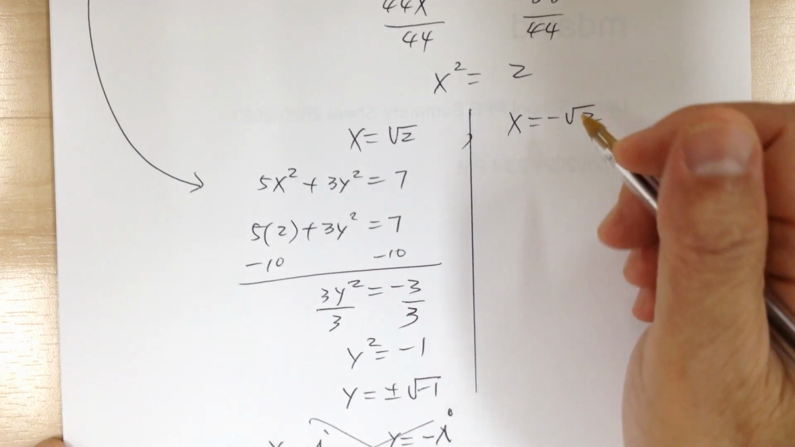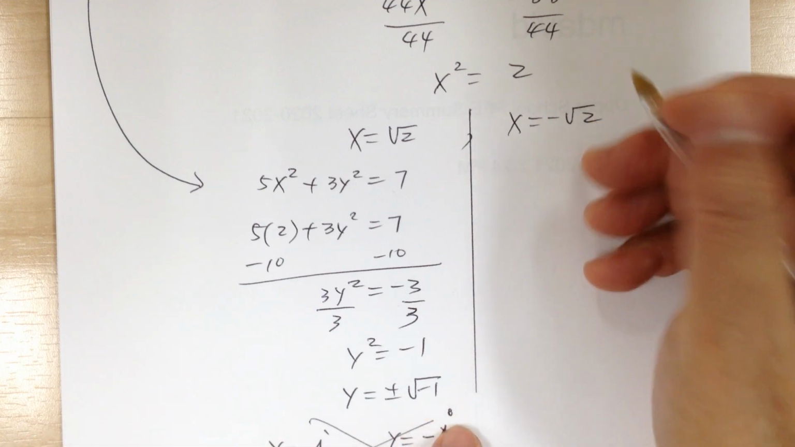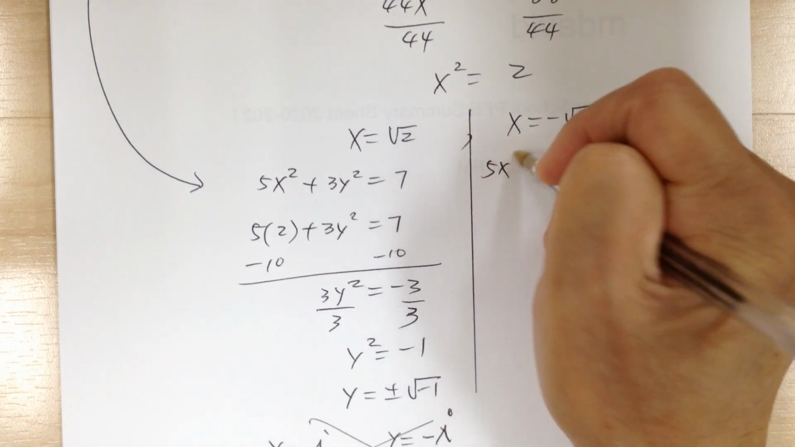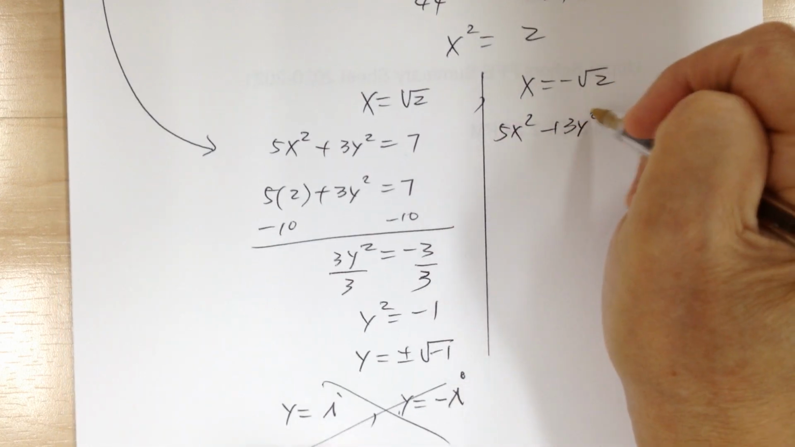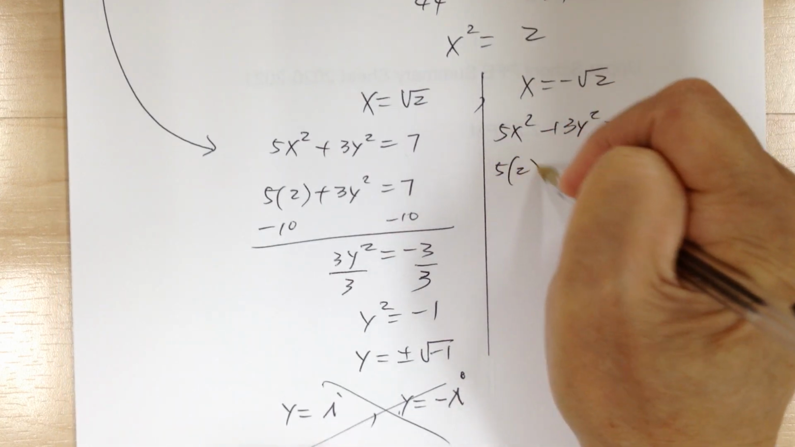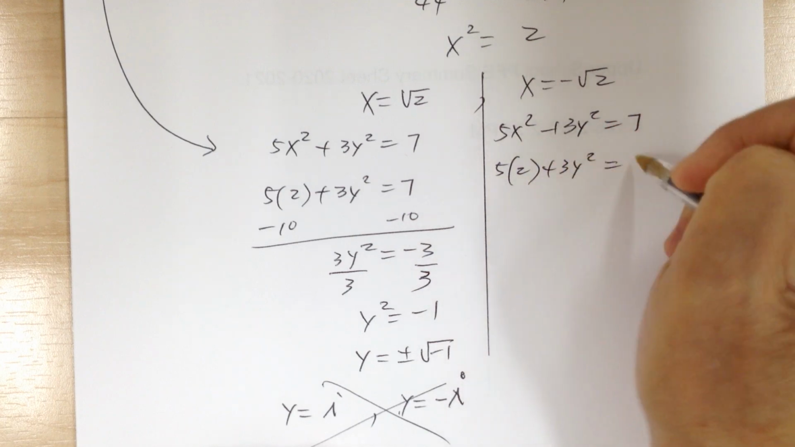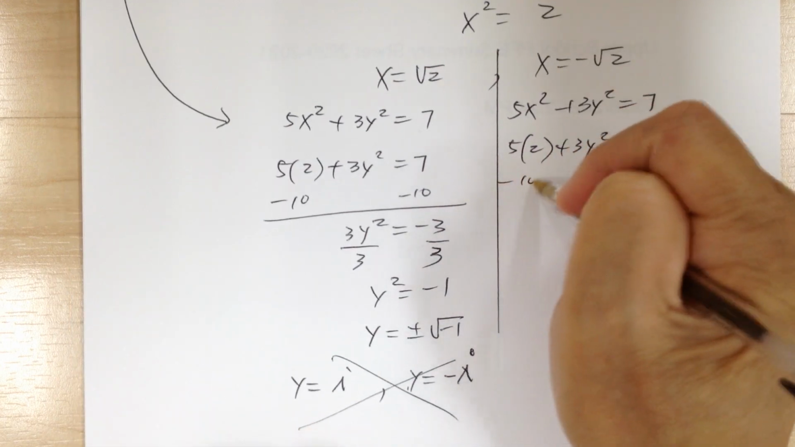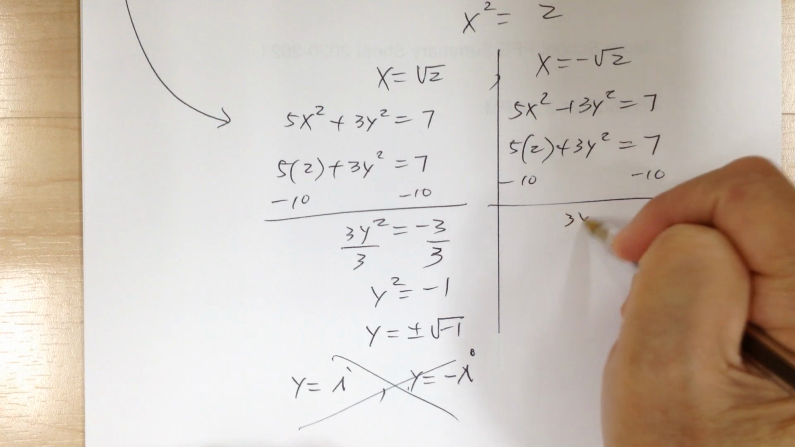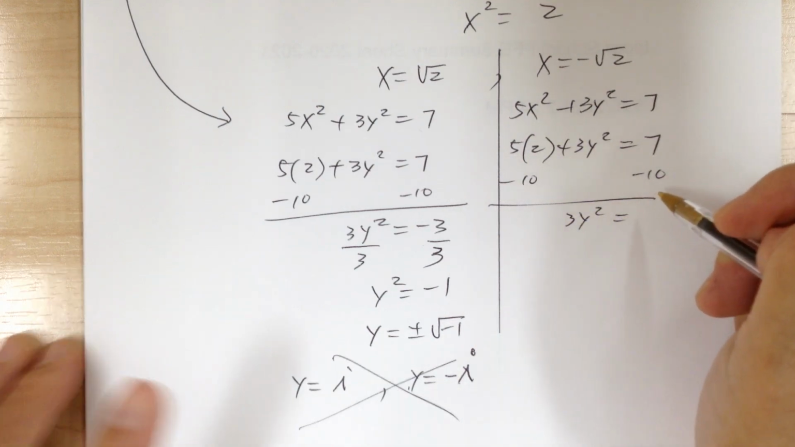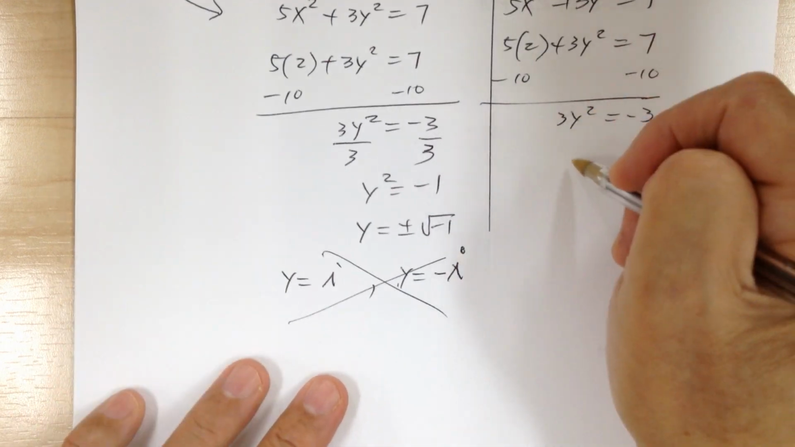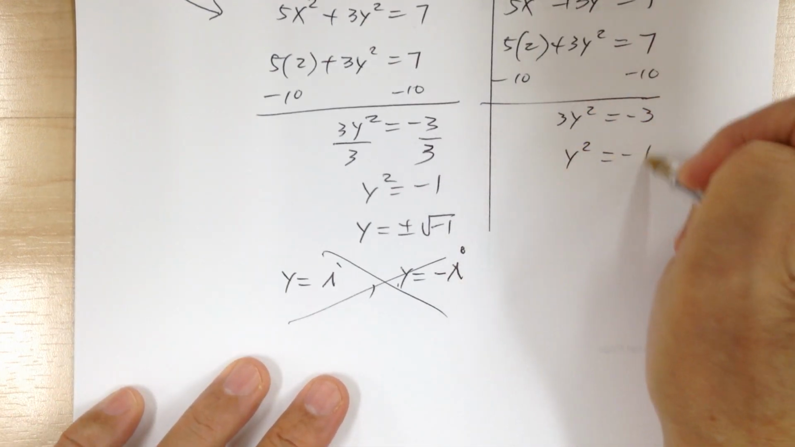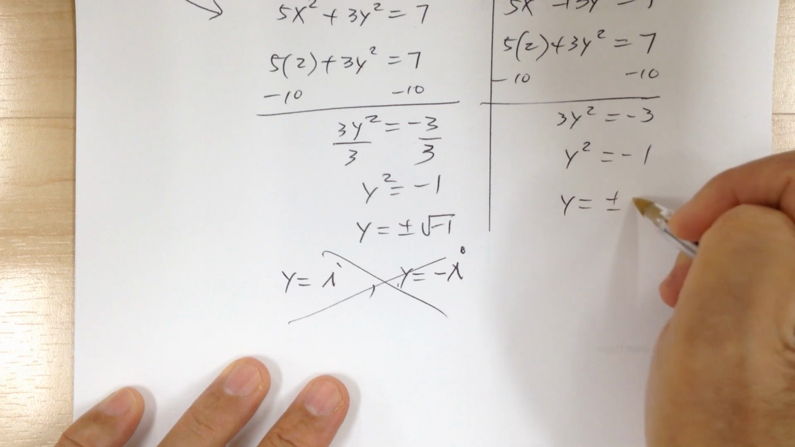So this one you're going to do the same thing. If you follow through, you got 5x squared plus 3y squared equal to 7. Again you substitute. So minus 10 on both sides. So you got 3y squared equal to the same thing, negative 3. And you work it through, you're going to see the same thing. So you got y squared equal to negative 1. So y will equal plus or minus i.